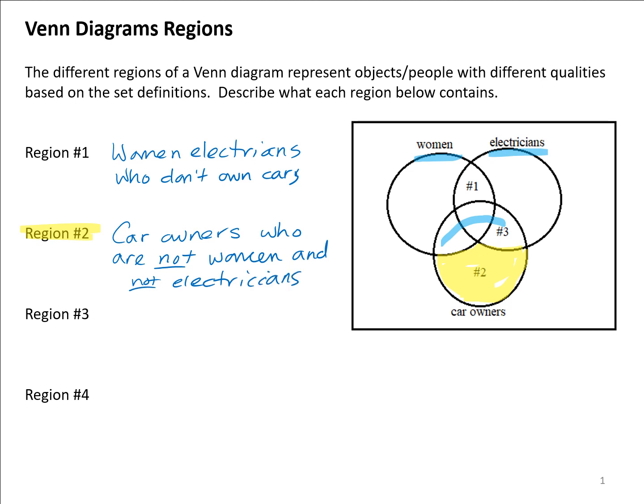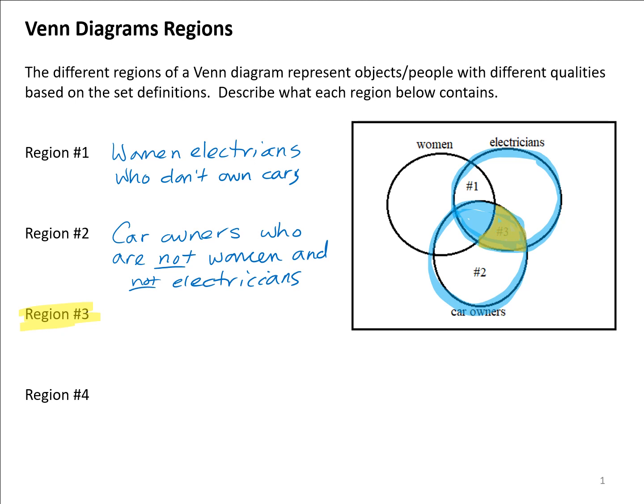So anyone located in that region where we see the number 2 is a car owner, but not a woman and not an electrician. All right, moving on. Region 3, where is that? It is here where we have a bit of an overlap with electricians and car owners. I'll emphasize that. Here's the electricians circle, here's the car owner circle. But again, it's not all of the overlap. If it were all of the overlap, I would have that. But region 3 is just this one part of it.